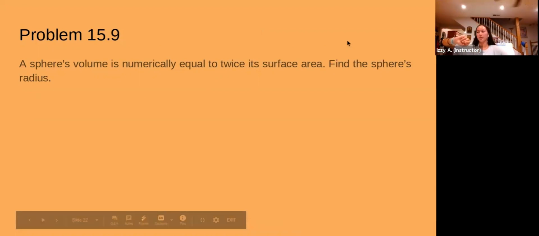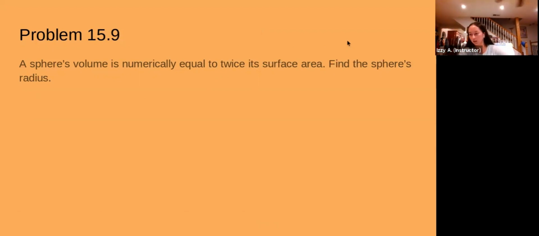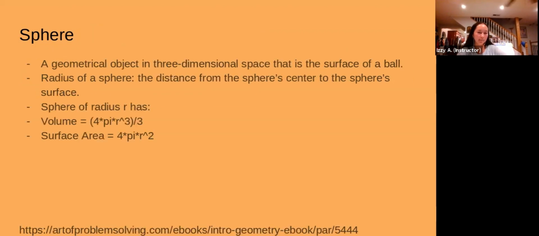So I'll leave this up here for like 5 seconds, and then we can go back to the previous slide to look over the formulas. Okay, and here are the formulas. And remember, the volume is supposed to be twice its surface area, and you want to find the sphere's radius.